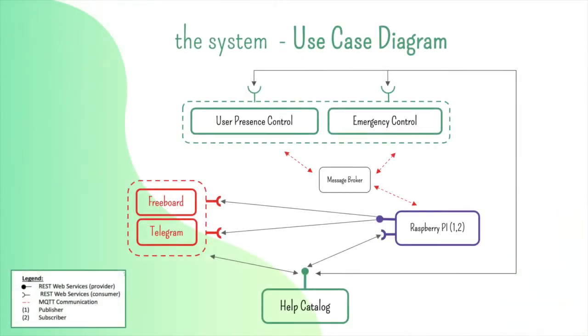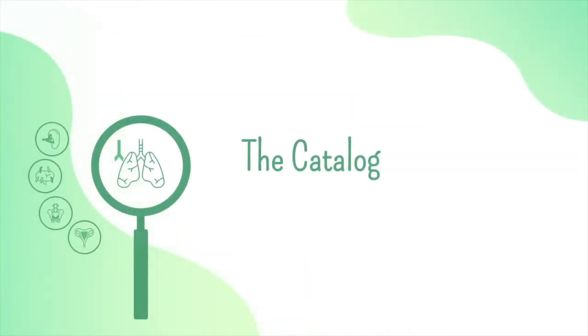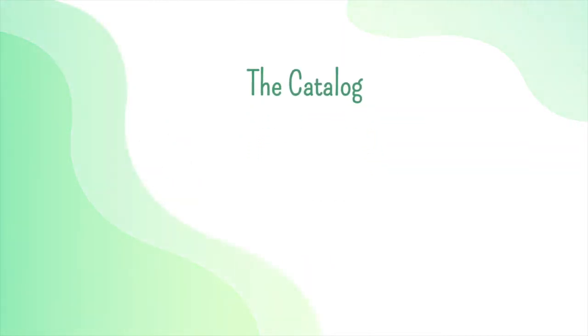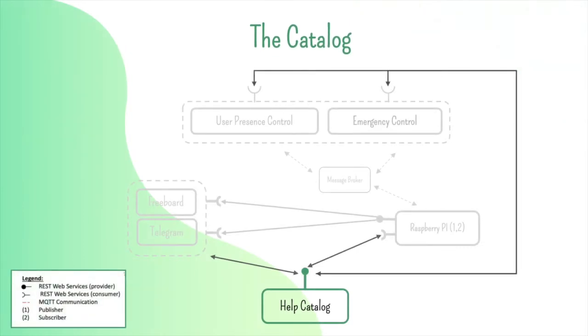This is the use case of the system. As we can see, it provides two types of communication protocols: a RESTful protocol used to synchronize each device and each service to the system, and an MQTT protocol used to exchange data between components in an asynchronous way. The catalog is the main actor that orchestrates the registration of each component to the system.